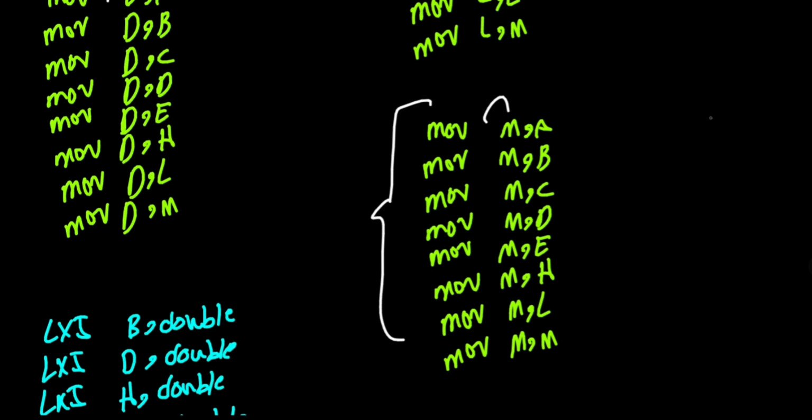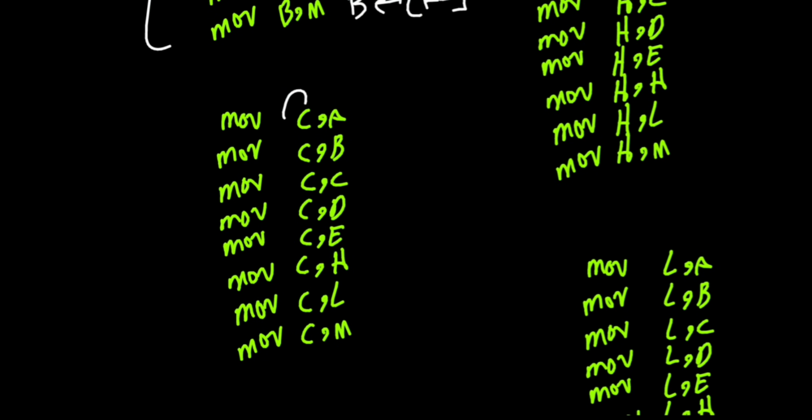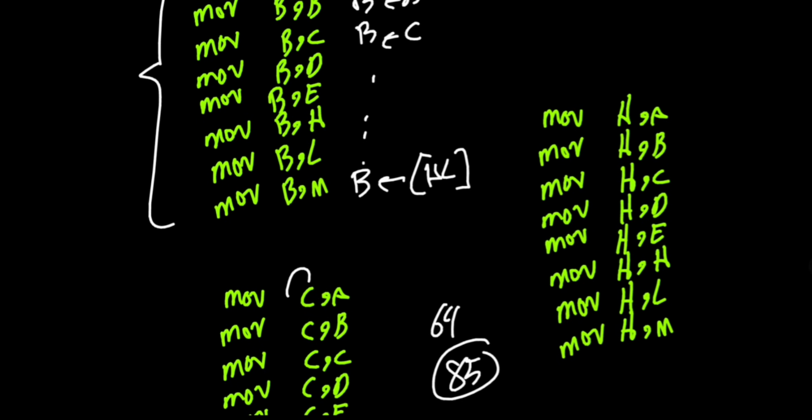So the last 8 instructions in this group would be M would be the destination. So here again, the contents of one of the registers would go to a memory cell that has been selected by the contents in the HL register pair. Here would be B and so on. So these were the first 64 instructions out of the 85 that we are talking about in the transfer.